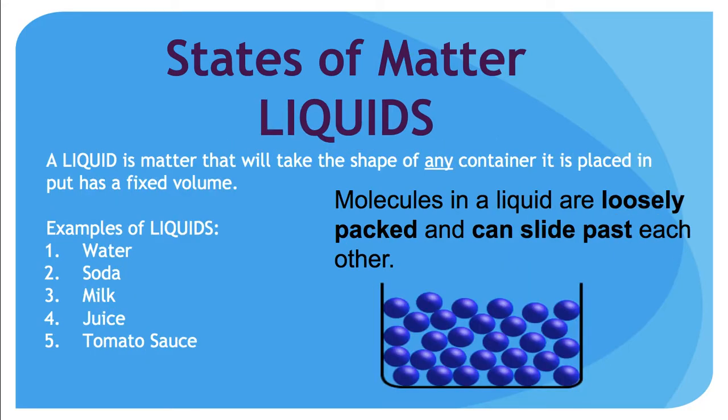Liquids, on the other hand, is matter that will take the shape of any container that it's placed in, but it has a fixed volume. Molecules in a liquid are very loosely packed and they can slide past each other and move around easily. That's how they can slide past each other and flow to take the shape of a container. Some examples of liquids are water, soda, milk, juice, and tomato sauce.